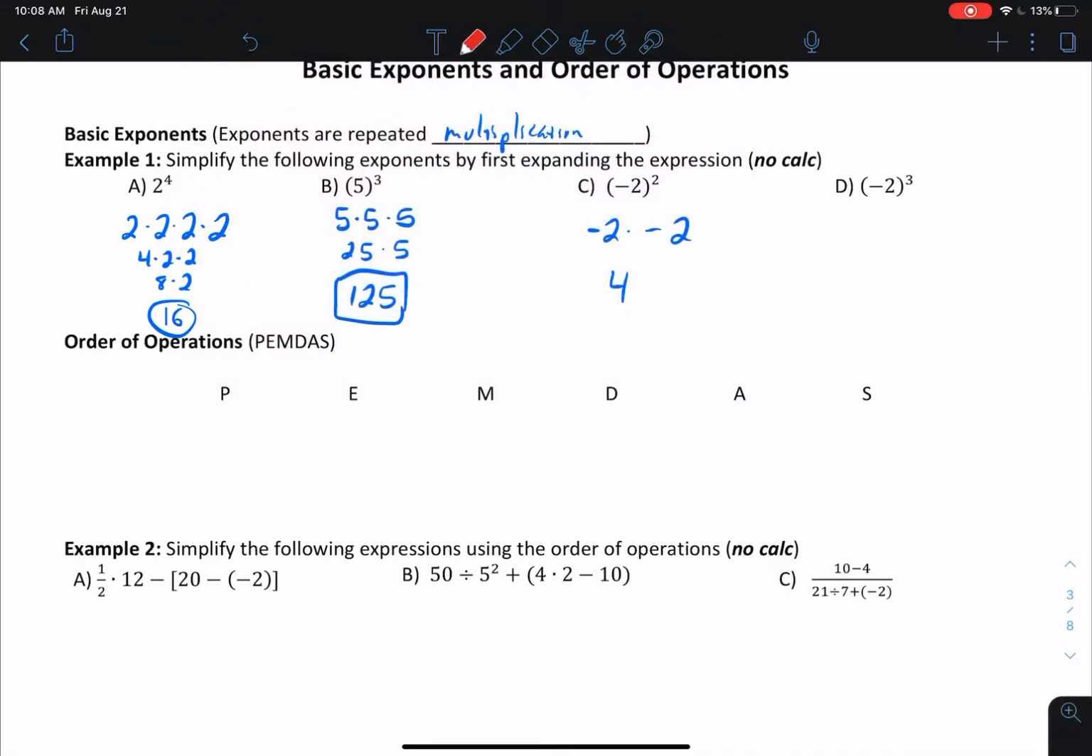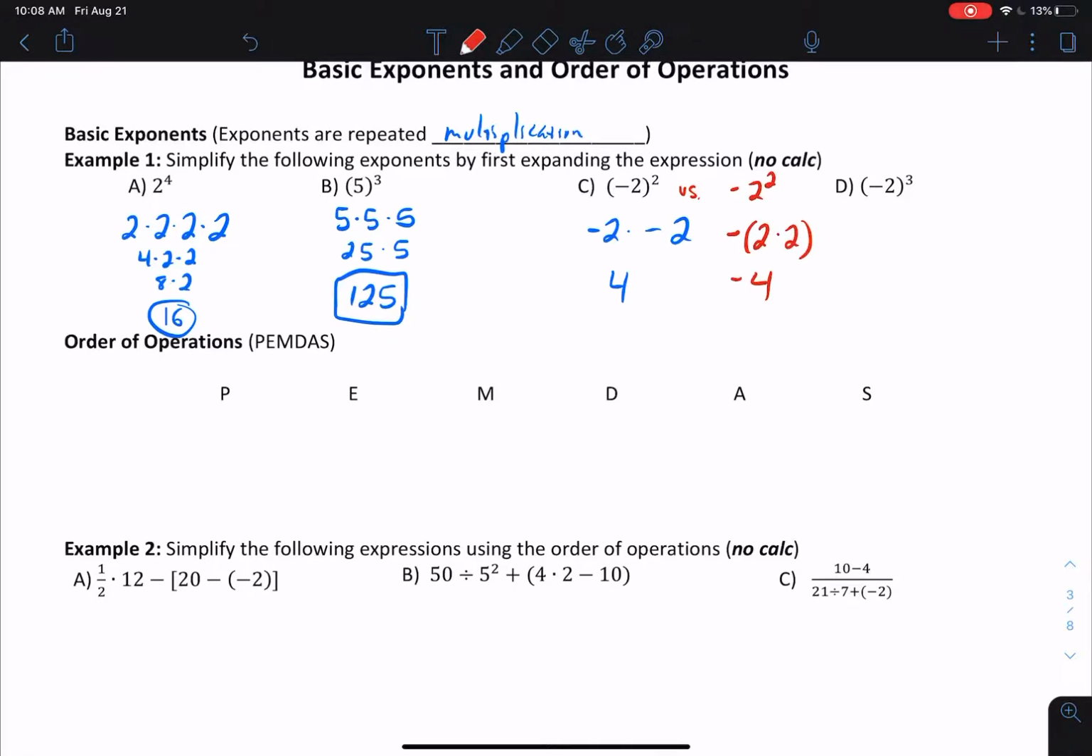That is different compared to if I did negative 2 squared with no parentheses, because that negative is not being squared. That negative is just chilling on the outside, and then inside, all we're squaring is the 2. So we're only doing 2 times 2 inside the parentheses. So that's going to be negative 4. So these, negative 2 in parentheses squared and negative 2 squared, are not the same.